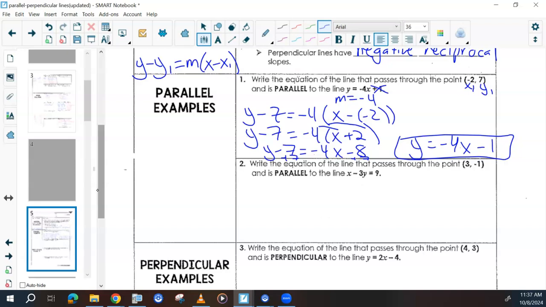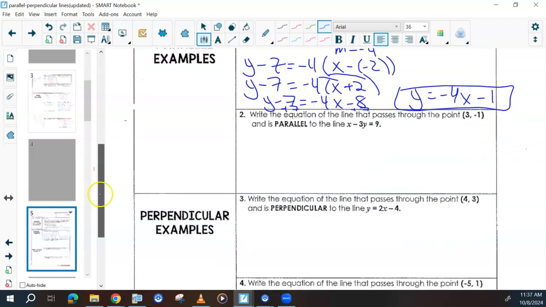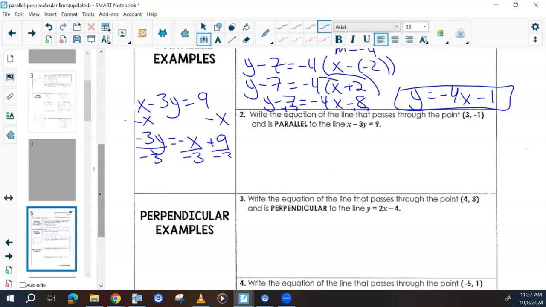Okay. So then for the next example, it's going to be similar, except we have to fix this first. We have to change it back into slope intercept before we do anything else. We can do that off to the side. So we're going to rearrange this, convert it back to slope-intercept form, get rid of x by subtracting on both sides, switch these so that it starts to look like y equals mx plus b. And then divide everything by negative 3. So that this becomes a positive 1/3 x minus 3. Now, that's not our final answer.